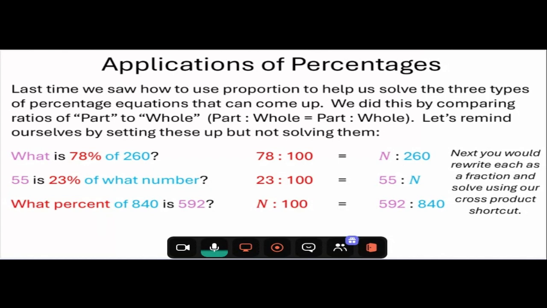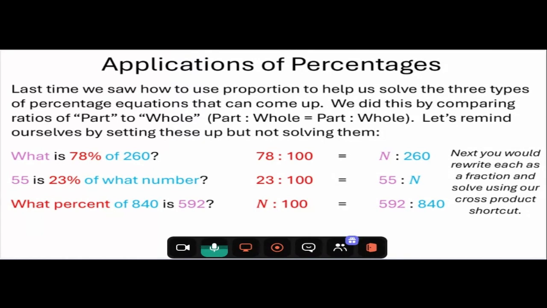How much out of 840 total is 592? 592 is the part. We can get situations where the part is bigger than the whole, so don't just take the bigger number, smaller number, right? You have to read the language to make sure you set these up right.